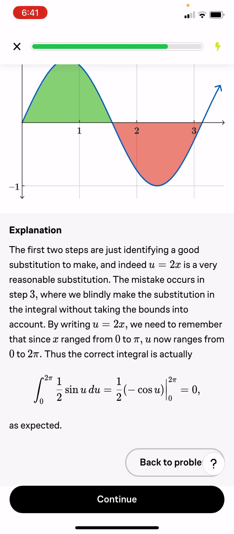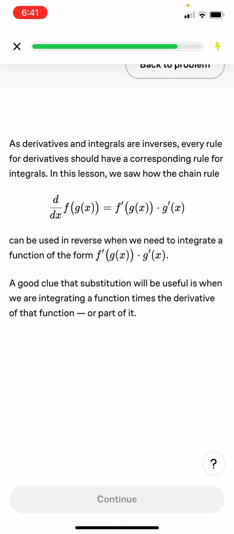Thus, the correct integral is actually the integral from 0 to 2 pi of 1 over 2 sine u du, which equals 1 over 2 times negative cosine u from 0 to 2 pi, which equals 0, as expected.